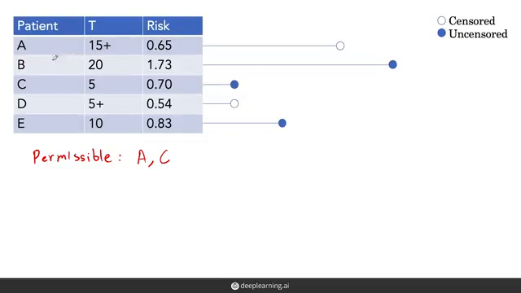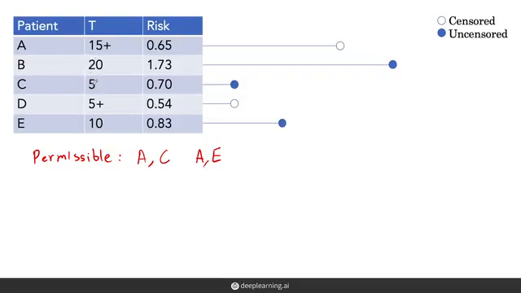Then we can look at AD and see that both of these times are censored, so we won't be able to make this comparison. We can look at AE and determine, okay, we have an event occur before an observation is censored, so this is also a valid permissible pair. Let's look at B now.